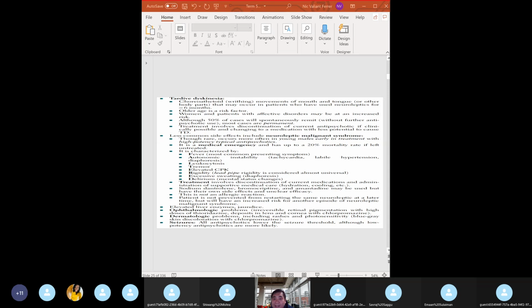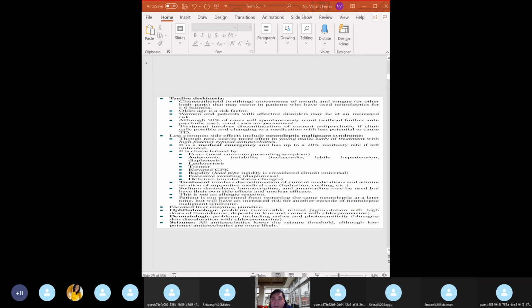So what's the treatment for NMS? You just discontinue the medication. You can give bromocriptine. You can give amantadine. This is not an allergic reaction, okay? You could have elevated liver enzymes and jaundice. You have ophthalmologic problems, right? Dermatologic problems, and some seizures.